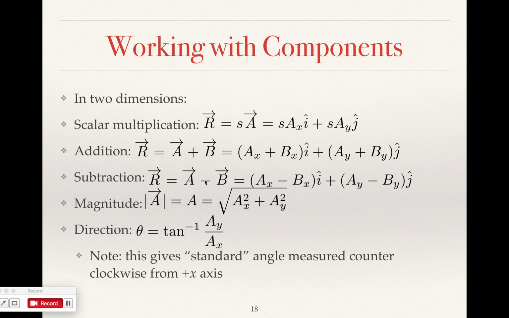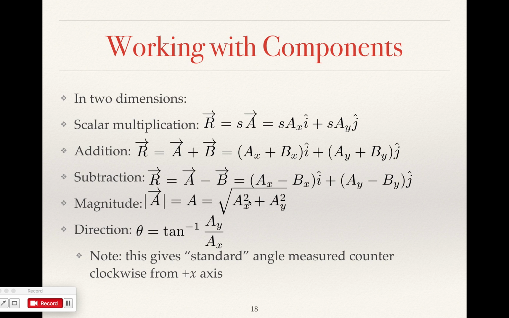And again, for subtraction, we're just adding the opposite, or we're actually subtracting the x components and the y components. Now, if we want the magnitude of vector A, so that's absolute value bars, or remember, without the arrow also indicates the magnitude, that is really just the Pythagorean theorem. A is your hypotenuse, and x and y are the 2 legs of the triangle.